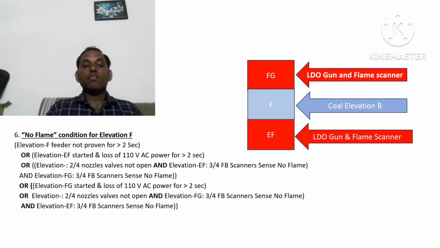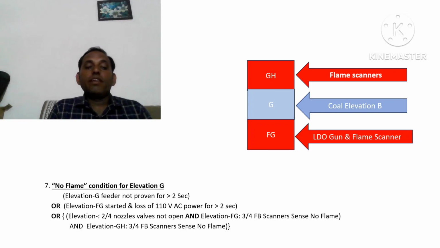The next condition, elevation FG started and loss of 110 volt AC power for more than 2 seconds. If it becomes true, it is voted for no flame. The last condition is elevation 2 out of 4 nozzle valves not open, and elevation FG 3 out of 4 fireball scanners sense no flame, and elevation EF 3 out of 4 fireball scanners sense no flame.